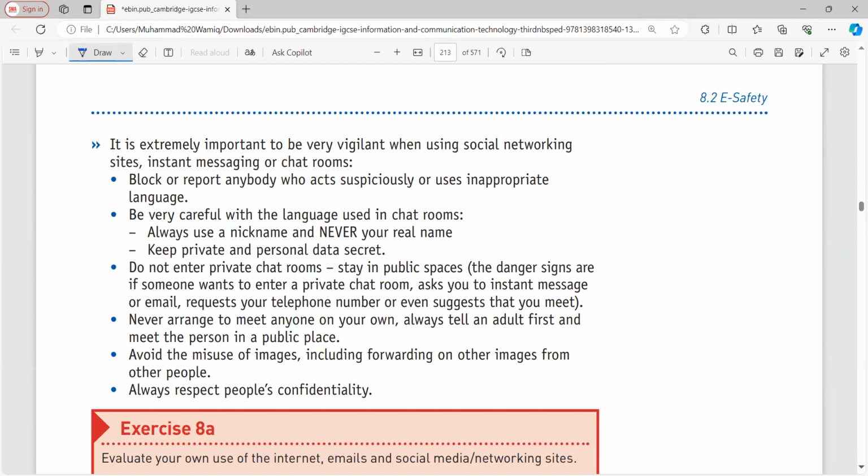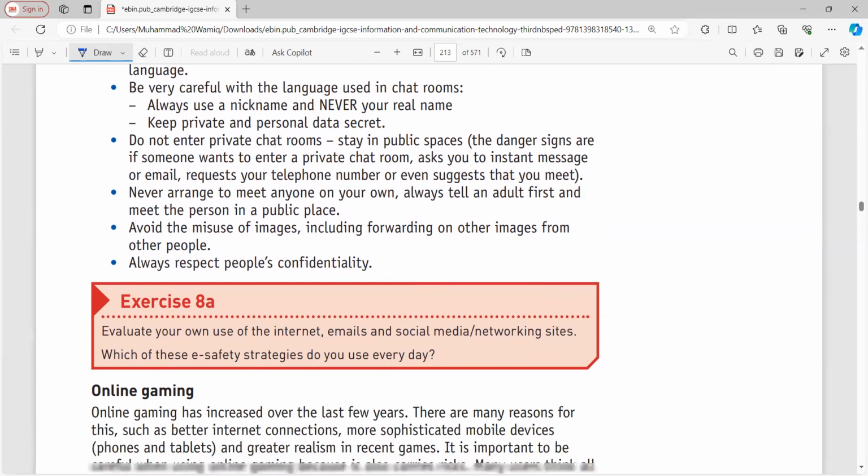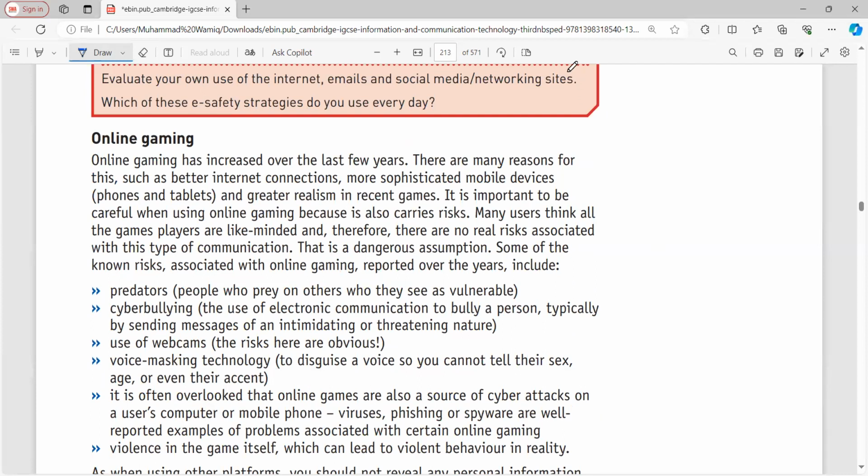Your language should also be proper. You should not use slang. You should also block or report any suspicious person you come across. You should not enter private chat rooms. You should make sure that you are in public rooms. You should never arrange to meet anyone, never misuse people's images or their messages, and you should understand and always respect people's confidentiality.